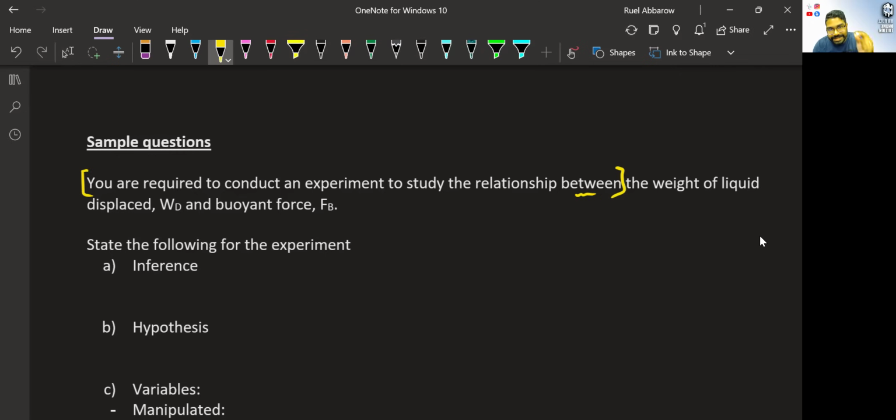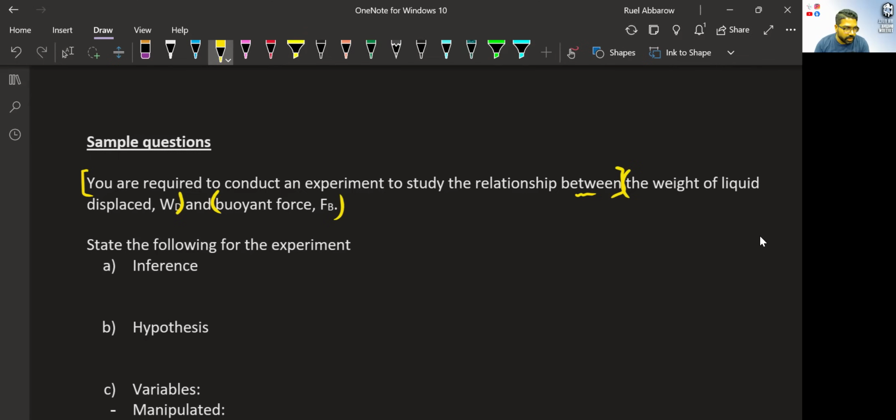And the first thing you need to do when you do your paper 3 is discover what is the MV and what is the RV. What is the manipulated variable, MV, and what is the responding variable, RV? First thing. So if they give you the question in this format, that's very simple. So now the weight of liquid displaced and buoyant force. So one is the MV, one is the RV.